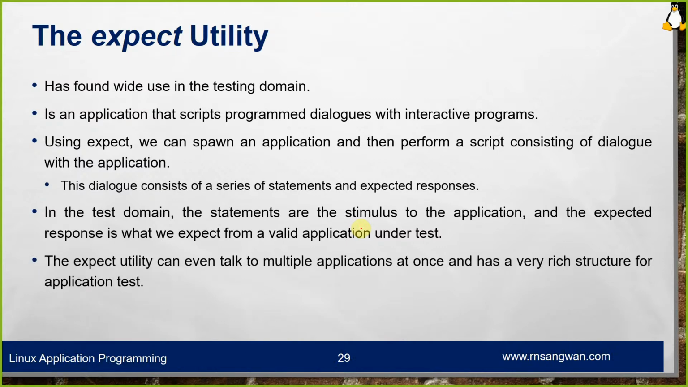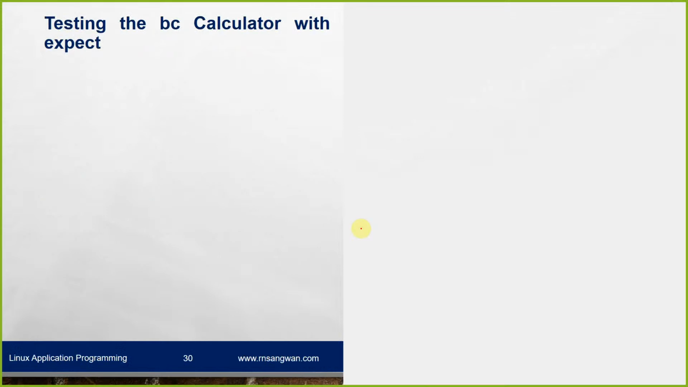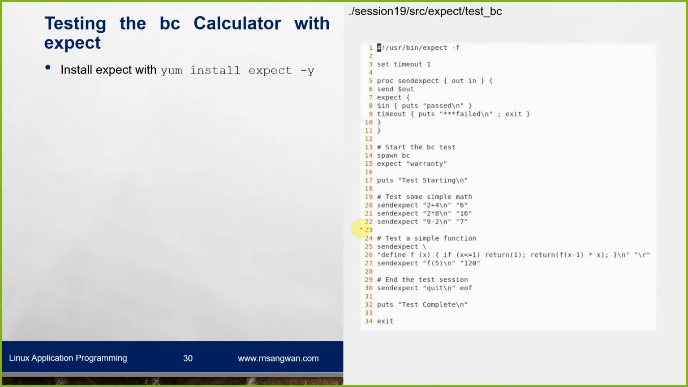The expect utility can even talk to multiple applications at once and has a very rich structure for application testing. Like this, we are testing a normal bc calculator with expect. Install expect with yum install expect -y. This will install the expect utility if it is not installed, and the source code is given under the expect folder, test bc.